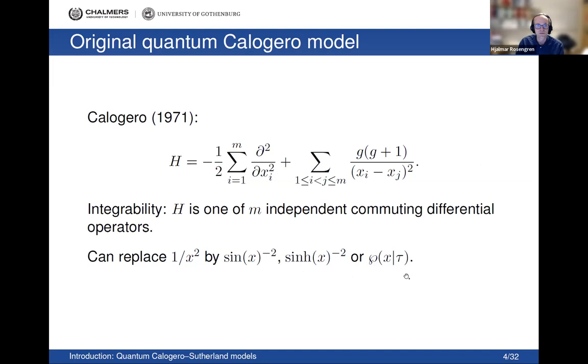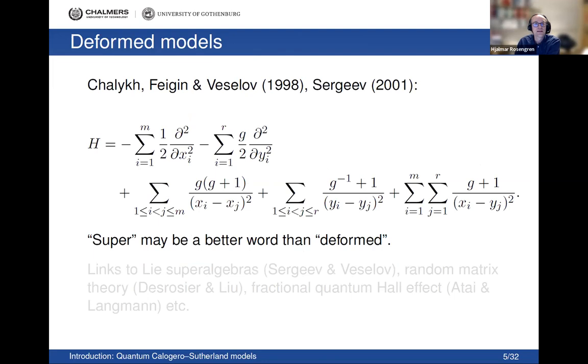And this can be generalized in different ways. One way was found by Chalykh, Feigin, and Veselov. Here I write down something more general that was given by Sergeev. In this Hamiltonian, there are two types of particles, some labeled by X's and some by Y's, and they all interact by inverse square potentials. But you see the strength of this interaction is a bit different for all the particles, and you really have to fine tune these constants in the right way. Then it will still be integrable, still part of a family of commuting differential operators.